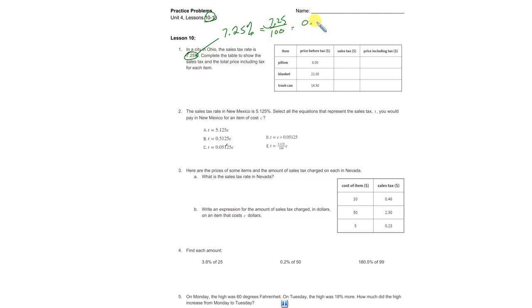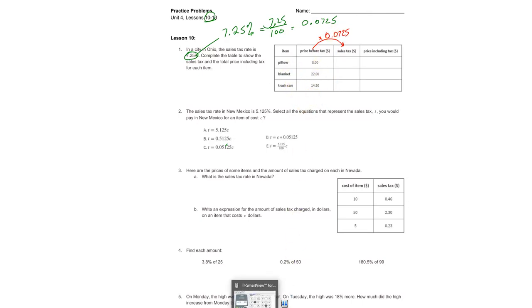So imagine that going 2 places to the left, and it gives you the equivalent of 725 10,000ths. That's the same number as 7.25%. So this is our multiplier. This is our constant of proportionality that we can multiply to get the sales tax. So we can just multiply by 0.0725, and that will tell us how much tax we pay for these different priced items: pillows, blanket, trash can.